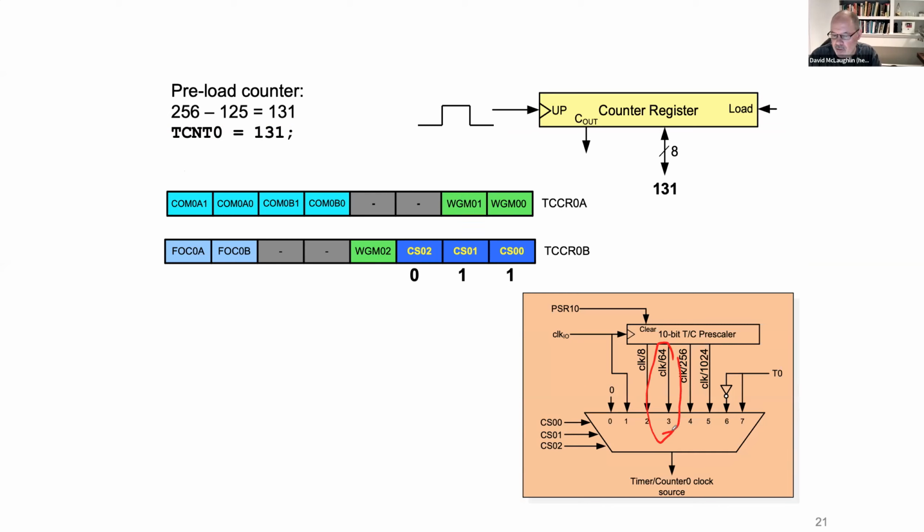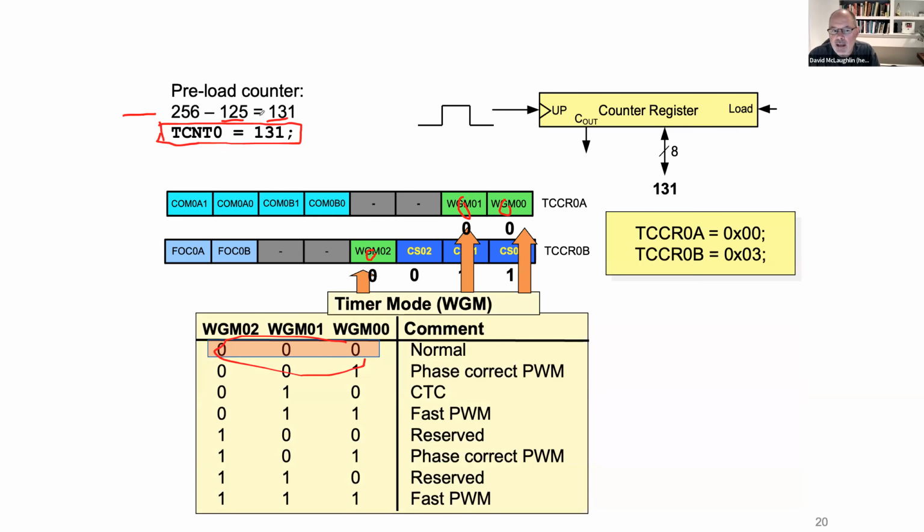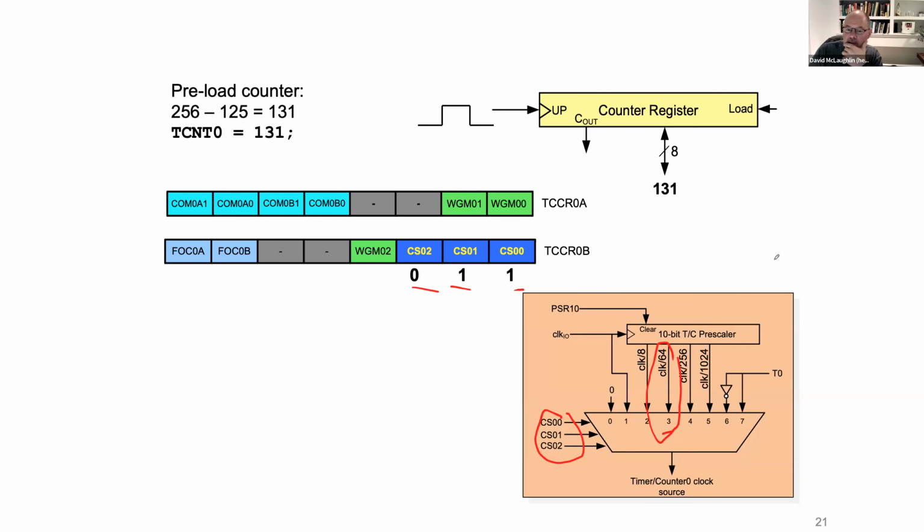We also wanted to pre-divide that clock by 64, and that's option 3. So I have to have these counting up to 3. So that's 0, 1, 1, 0, 1, 1. If I pull all that together, I have to preload the counter here. And then these two lines will enable the clock with a divide by 64 counter in normal mode. Okay, so that's it. And we're going to take that and embed that in some code now.